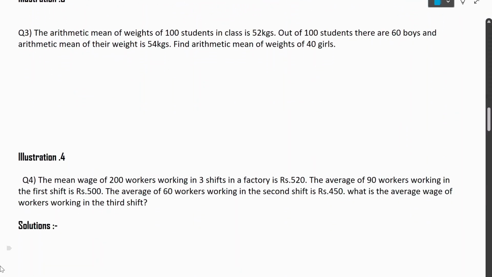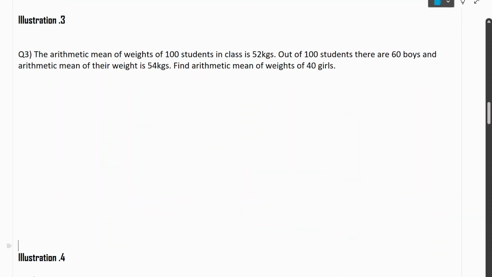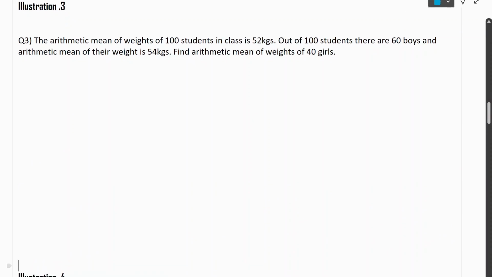Read the question properly. What is question number 3? Third example. The question is, the arithmetic mean of weights of 100 students in a class is 52 kg. Out of 100 students, there are 60 boys and the arithmetic mean of their weights is 54 kg. Find the arithmetic mean weight of 40 girls. Now see, here your table is going to be helpful.